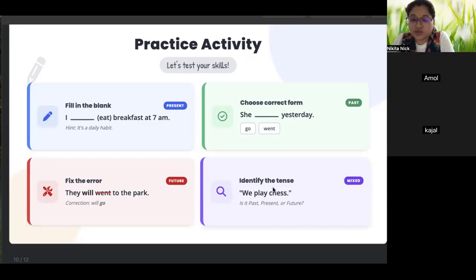Identify the tense, Kajal. Very good. Kajal, identify the tense. Present. I play chess. We play chess. So it is present tense, right? Present.